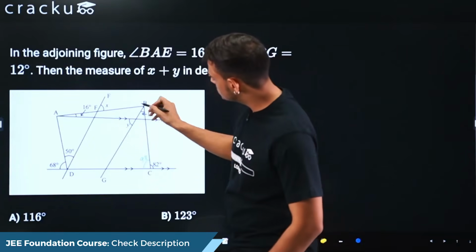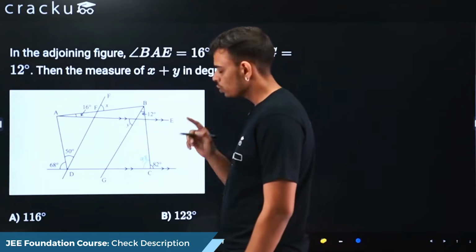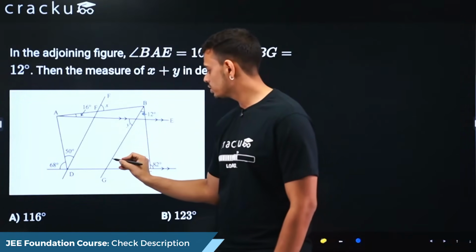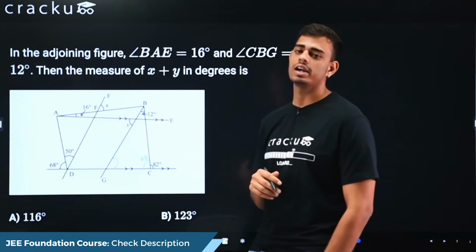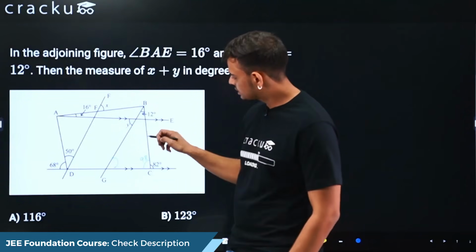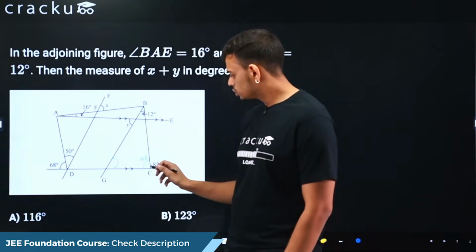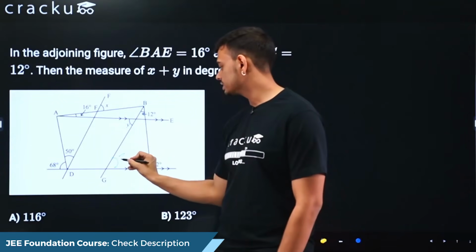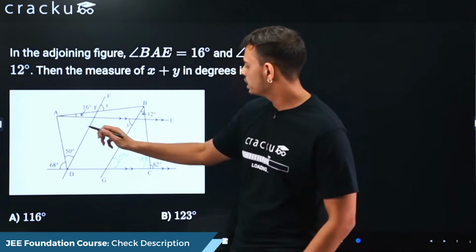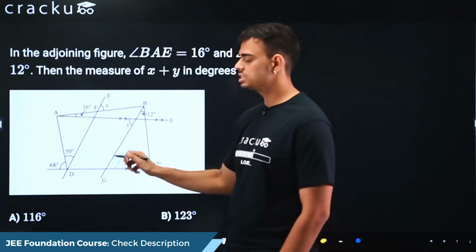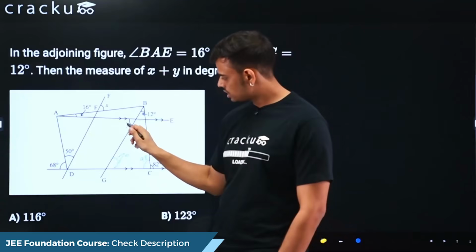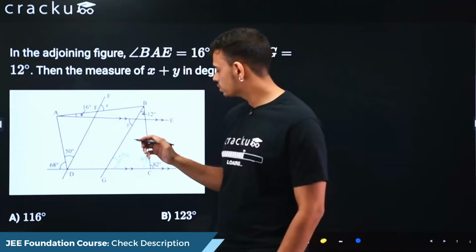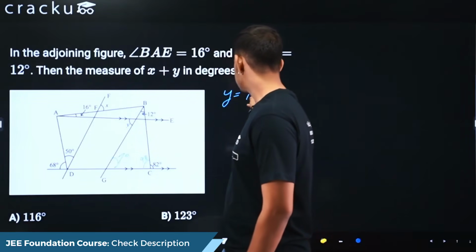Now in triangle GBC, I already have two angles: one is 12, one is 98. So this angle can be easily calculated because the sum of all interior angles of a triangle is 180 degrees. This sum is 110, so I just subtract it from 180 and I get 70 degrees. Now AE is parallel to DC and this BG is a transversal. If this is a transversal, then these two angles should be equal. If these two angles are equal, then y equals 70 degrees. I get the value of y as 70.